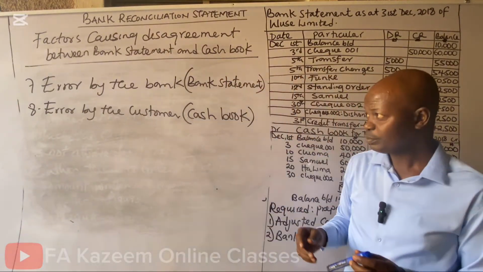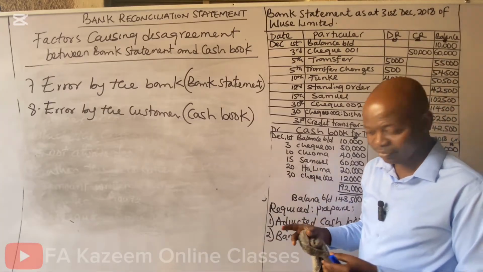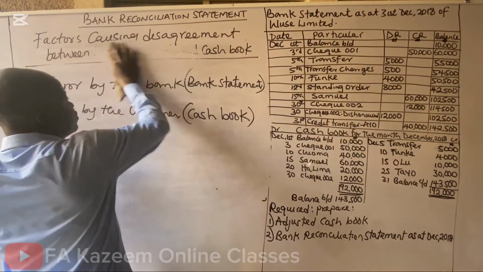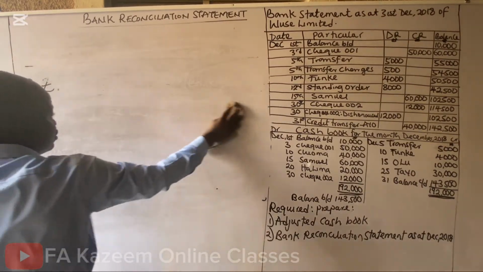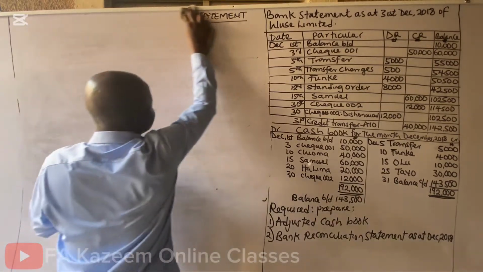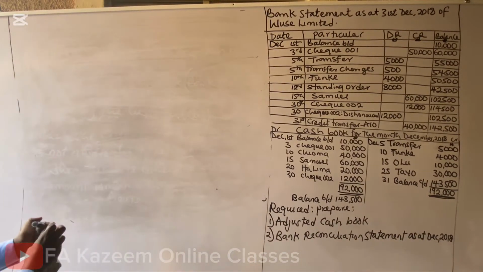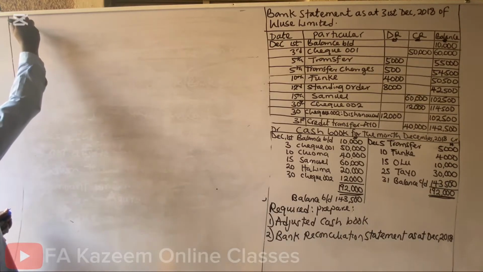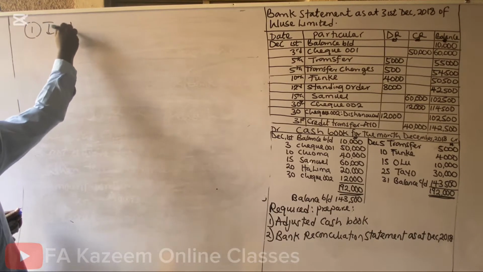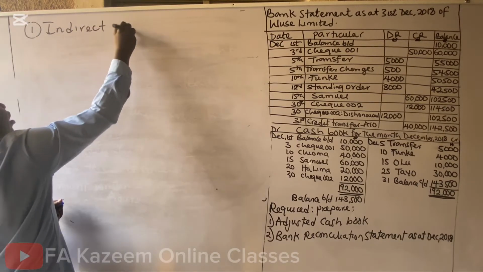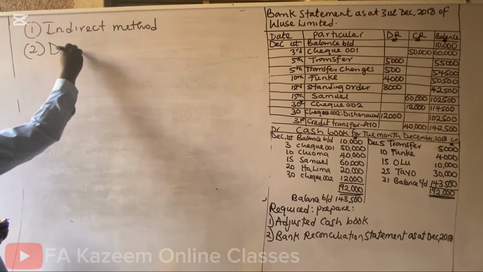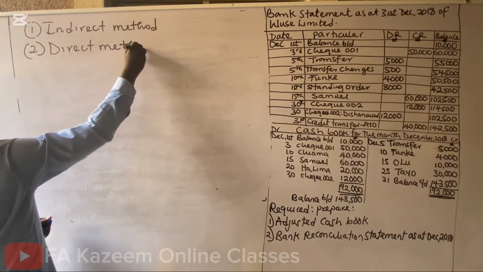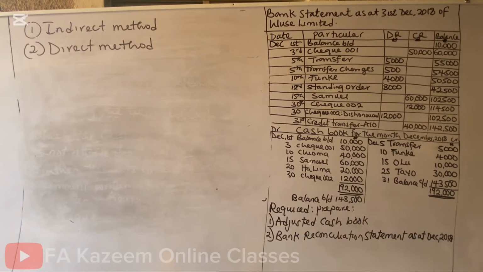Now let's move on. How do we reconcile? We can prepare bank reconciliation using two different methods. One, we have the indirect method. Two, we also have the direct method. Now, if there are two methods, let's look at the two methods.